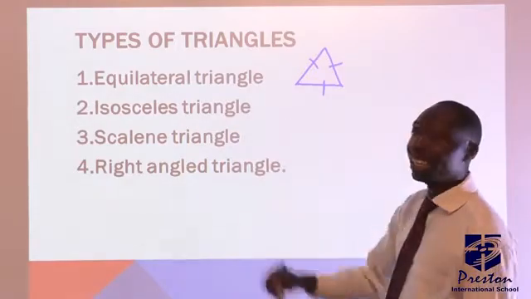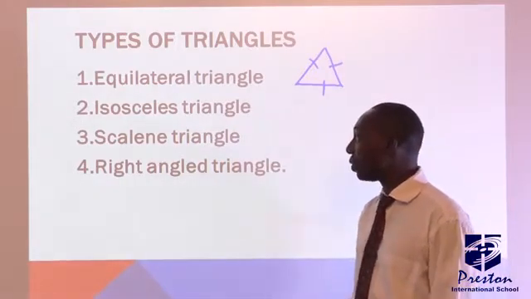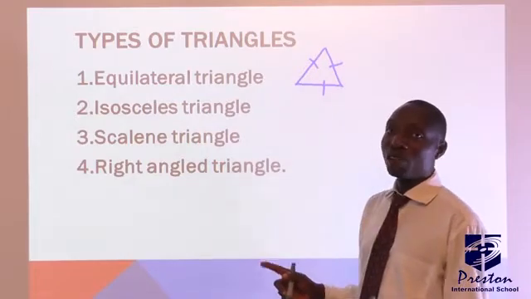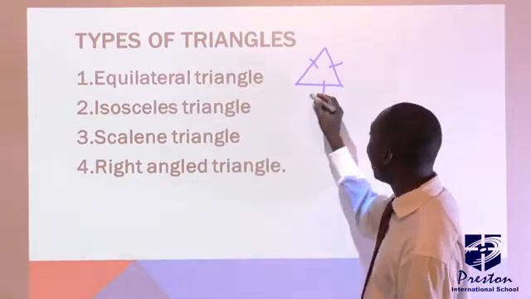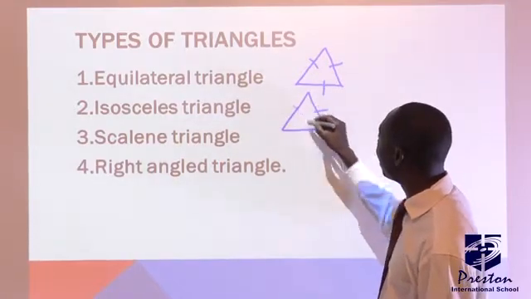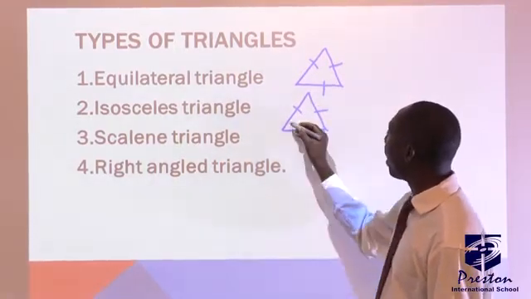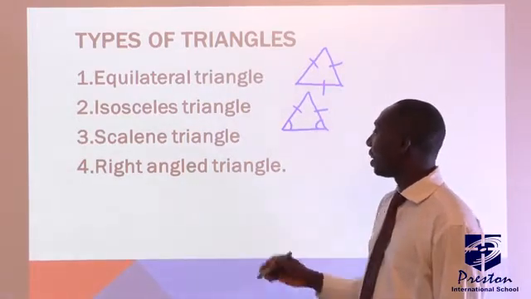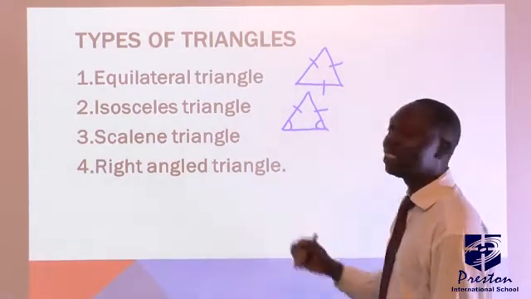The second one is the isosceles triangle. An isosceles triangle has two of its sides equal. So you have an isosceles triangle, this side and this side are equal, and of course the base angles are also equal. The third one is the scalene triangle.